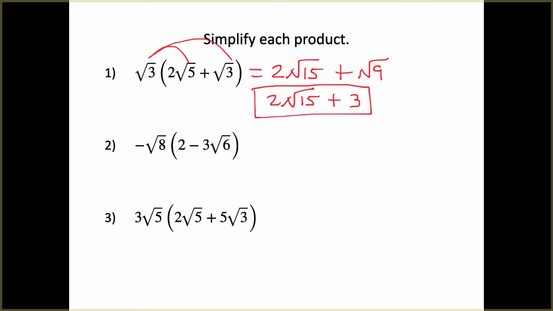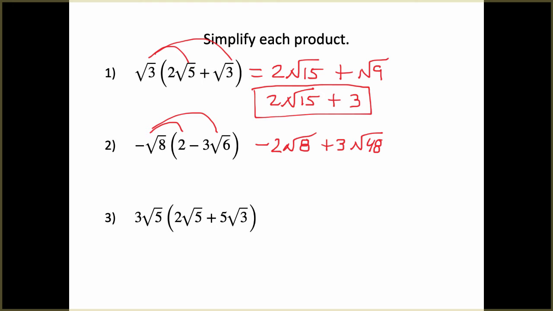Next, we have negative square root of 8 multiplied by 2 minus 3 square roots of 6. Again, we must distribute. And we have negative times 2, so we have negative 2 square roots of 8. Negative times negative 3 is a positive 3, so plus 3. And 8 times 6 is 48.